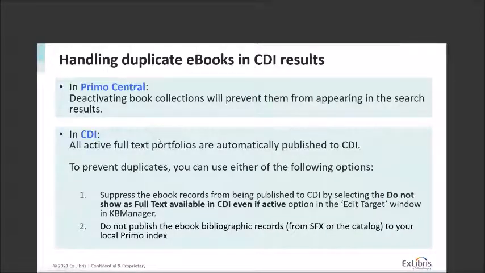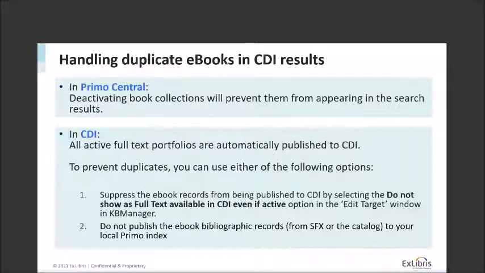So how can you make sure, in case you do not like to have these duplicates in the search results, how can you prevent this from happening? What you can do is you can do two things. Let's look at what you could do in Primo Central first. So in Primo Central, what some customers did to prevent this was they deactivated book collections, and these would prevent them from appearing in the search results. Now in CDI, this is no longer possible.